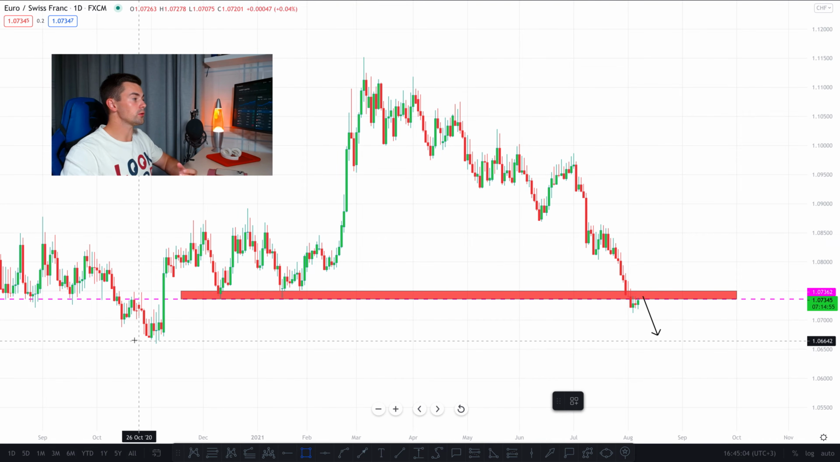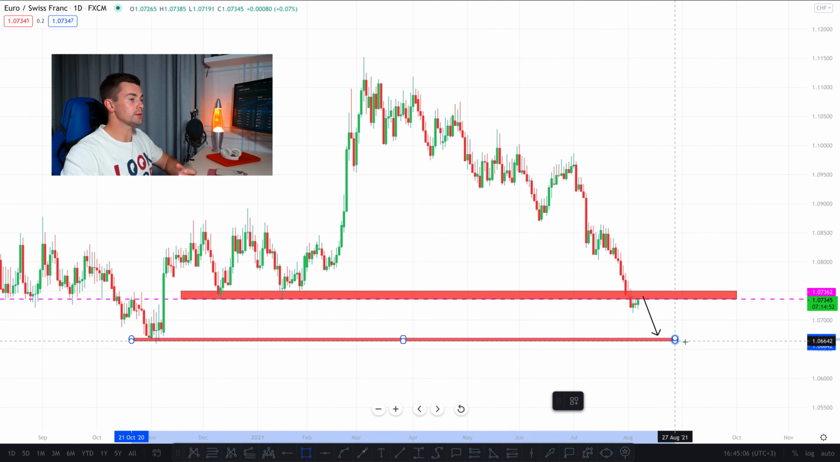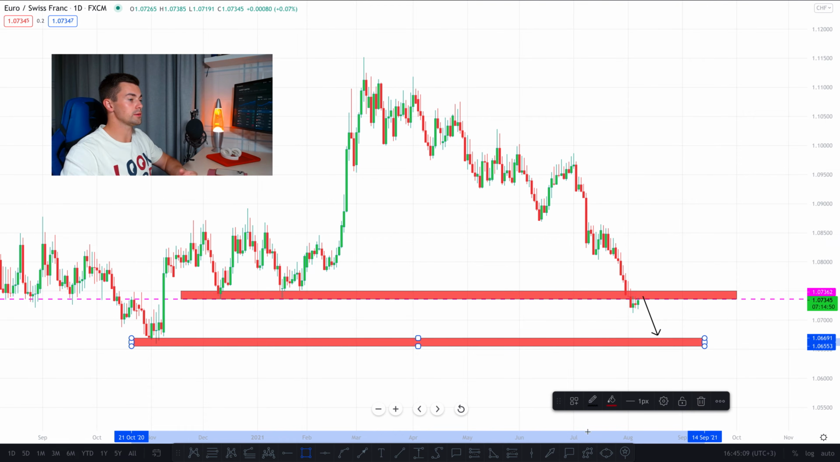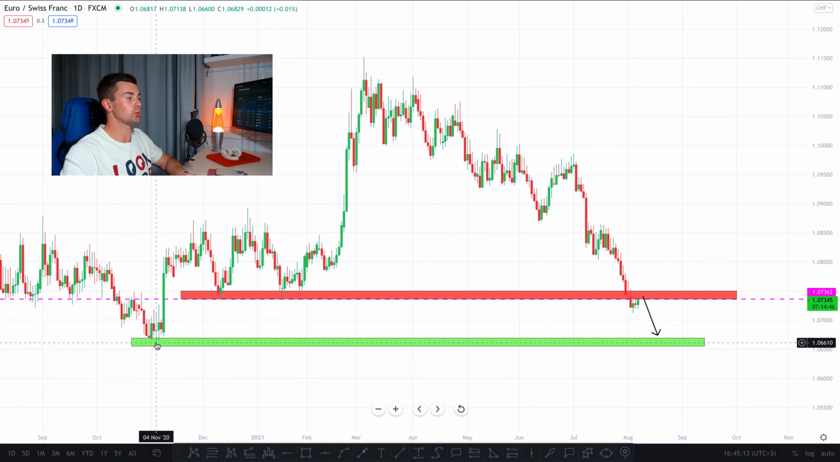Looking left at structure, we see a very impressive structure shelf right here. Yes, again, it is based just on the historical structure. You can see that we identify the key levels based on the reaction of the market in the past. Yes, and here from that area, we saw a very impressive bullish rally.